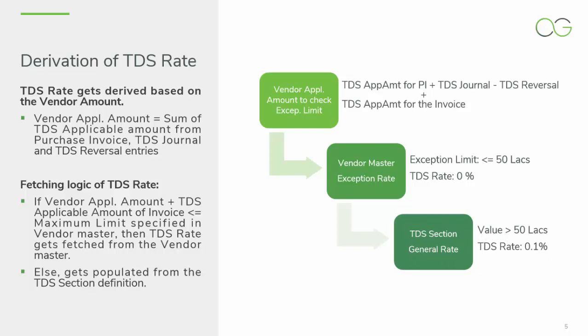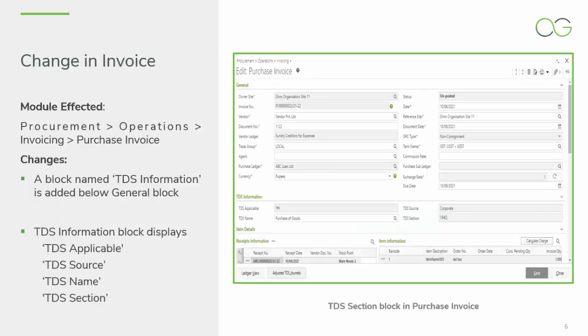So in case 51 lakh has been invoiced for that vendor, then on rupees 1 lakh the TDS rate will be charged, that is 100 rupees will be deducted as TDS for that purchase invoice. Now moving ahead, we will see the changes that have been made in the purchase invoice.